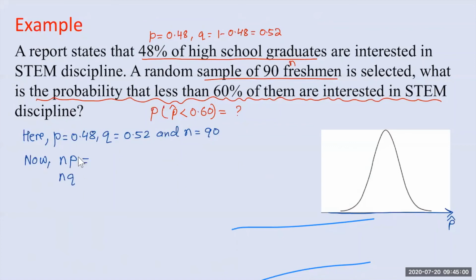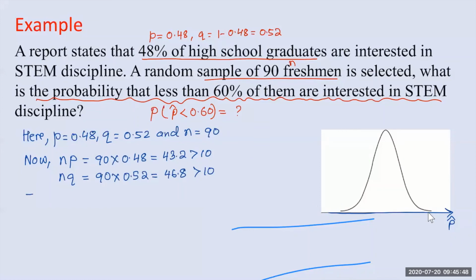If we find n times P, N is 90. So 90 times P, which is 0.48. If you multiply that in your calculator, 90 times 0.48 is 43.2, which is greater than 10, as we are expecting from the central limit theorem. And then n times Q is 90 times 0.52, which is 46.8, also greater than 10. So both conditions are true. Since both conditions are true, we see that the sampling distribution of proportion is normal.